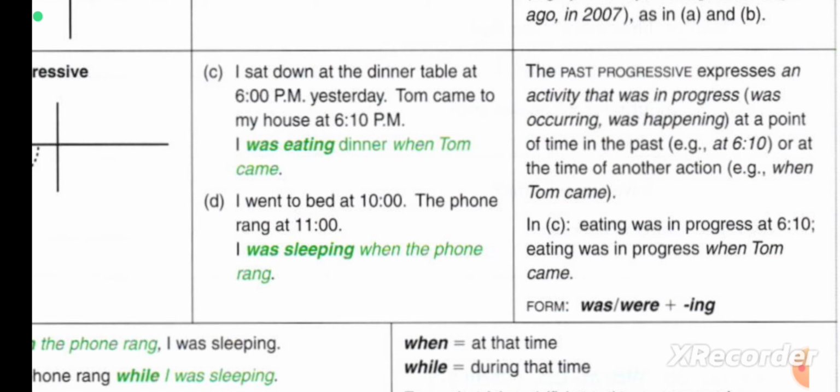At 6:10, Tom came back home. So, in other words, while I was eating dinner, Tom came. Tom came is the second action, and we use the second action in the simple past tense. I can start the sentence with the dependent or adverb clause and say, when Tom came, comma, I was eating dinner.